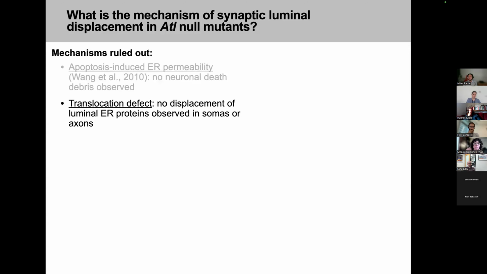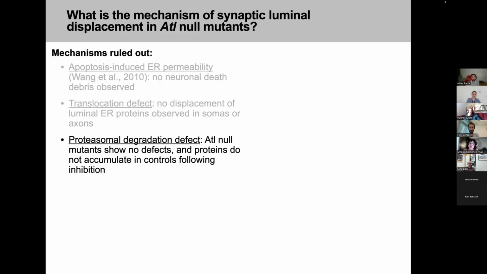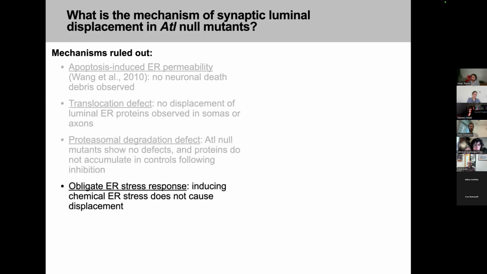We also tested whether defects in proteasomal degradation could be leading to the accumulation of these proteins in the cytosol. However, we found that Atlastin null mutants have no defects, and proteins don't accumulate in controls following inhibition of the proteasome, suggesting they actually accumulated within the ER. So we ruled out this hypothesis.